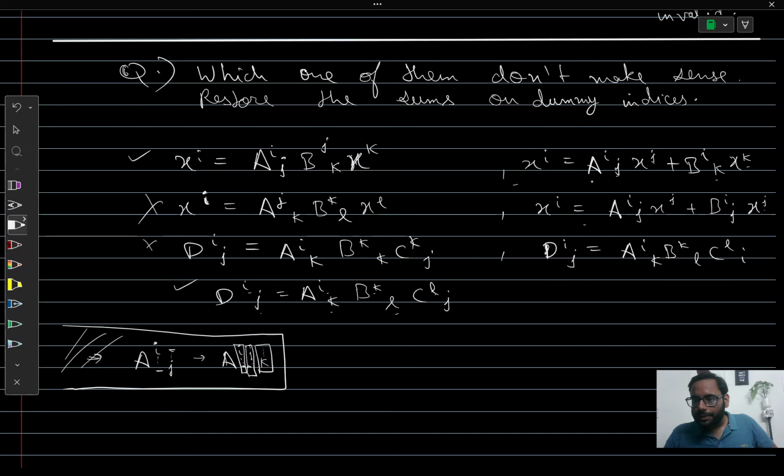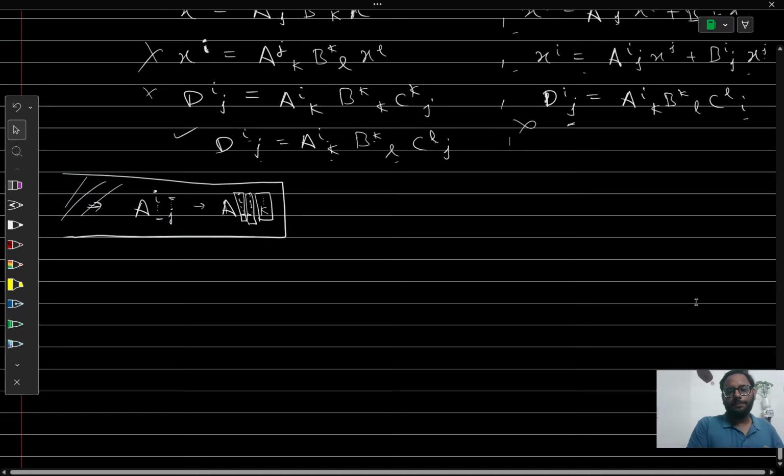Okay, so this is correct, and this is also correct. Yeah, there's no issue. And in this one, they are repeated, but of course there is no j. You can see that here it is j and here it is i, so it is not correct. So you can just do this.